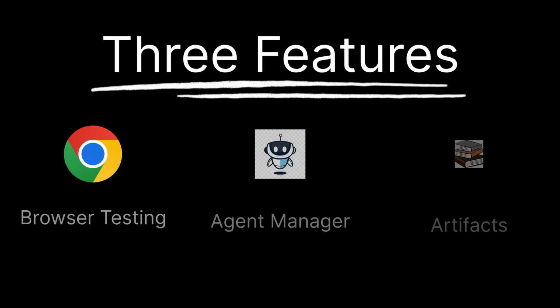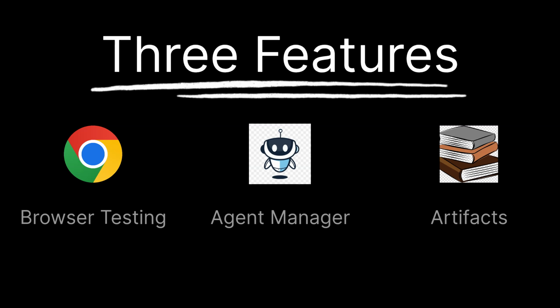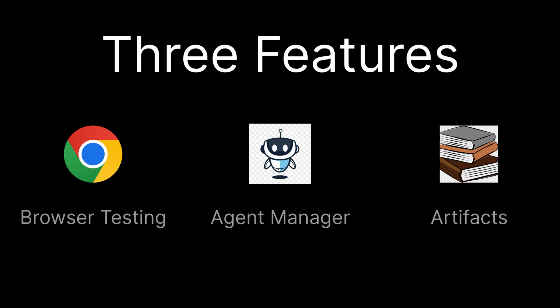So the 3 features once again are the browser testing with recordings, the parallel agents in the manager view, and the artifact system that shows the plan, process, and final diffs.